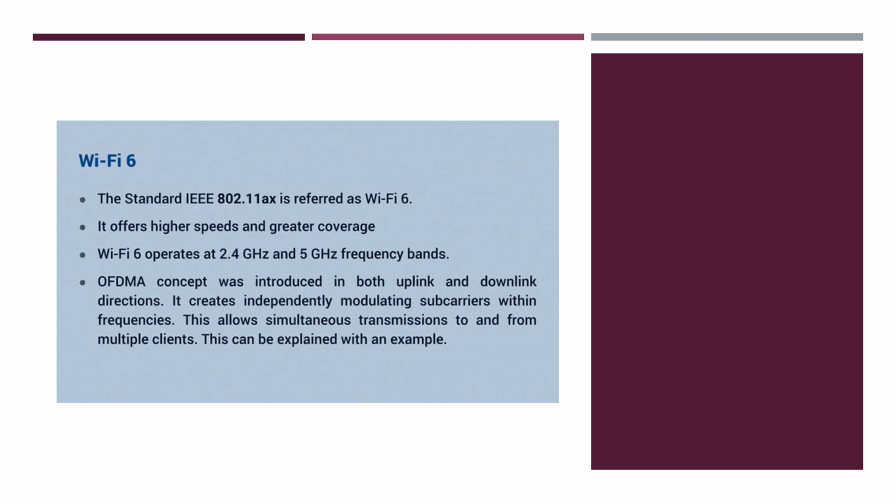Now Wi-Fi 6. The standard IEEE 802.11ax is referred to as Wi-Fi 6. It offers higher speed and greater coverage. Wi-Fi 6 operates at 2.4 GHz and 5 GHz frequency bands. Here the OFDMA concept is introduced in both uplink and downlink directions. It creates independently modulating subcarriers within frequencies. This allows simultaneous transmission to and from multiple clients.